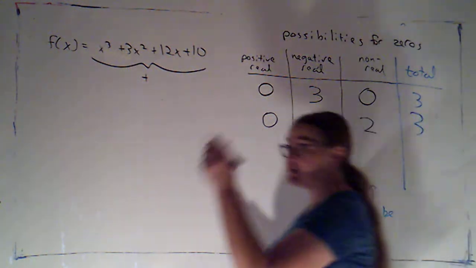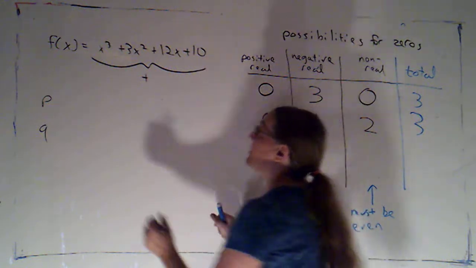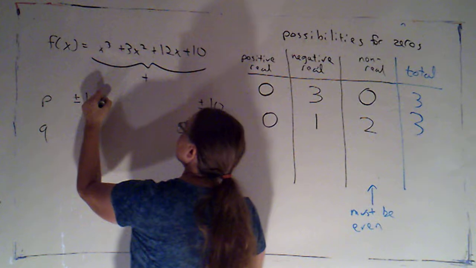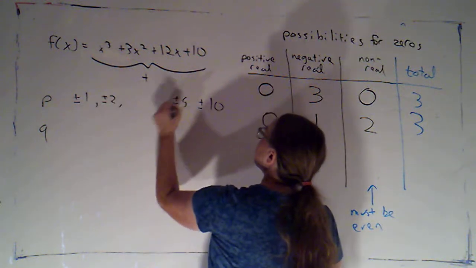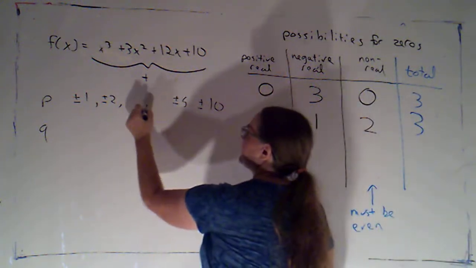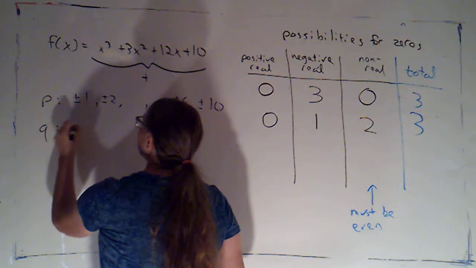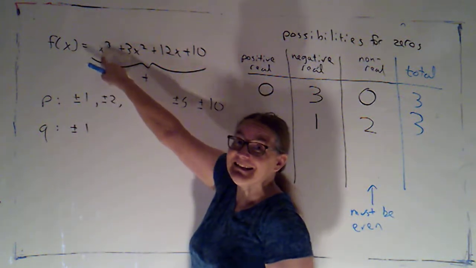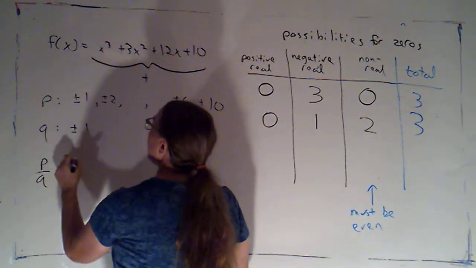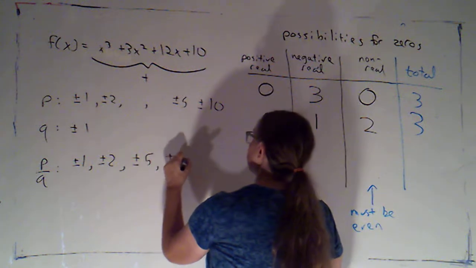So now I'm going to use my rational zero theorem. So let's mind our p's and q's. P has to be a factor of 10, so plus or minus 1, plus or minus 10, plus or minus 2, plus or minus 5. 3 doesn't work, 4 doesn't work, 5's already on the list. Q is just going to be plus or minus 1, because it's got to be a factor of my lead coefficient. So the possible rational zeros are just plus and minus 1, plus and minus 2, plus and minus 5, and plus and minus 10.